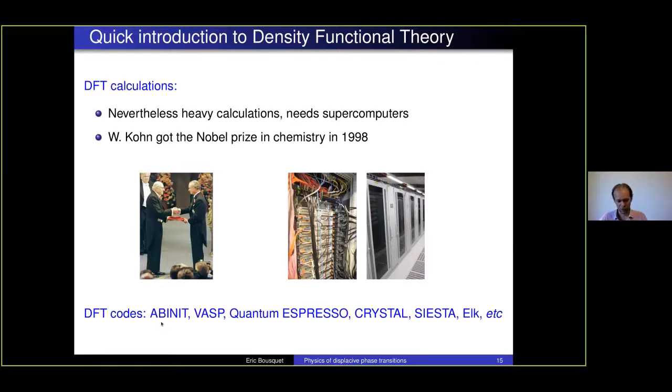And then you have many different types of codes here. I'm listing some of them: Abinit, VASP, Quantum Espresso, Crystal, Siesta. And you have many flavors of how to develop the DFT calculations. Each of these codes has different properties and different types of application, so we will go with one or the other depending on what you want to do. It also depends on which community you're going to work with, because the community will work with some specific codes.